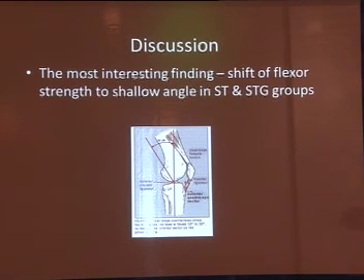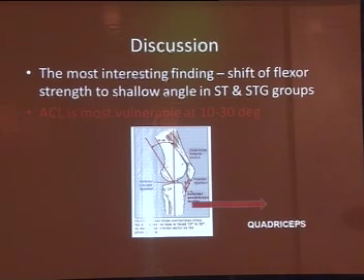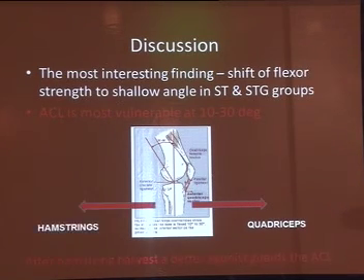32 to 25. Now, when is the ACL most vulnerable? 10 to 30 degrees. That's when the quad is pulling the tibia in front, subluxing it out, and the hamstring pulls it back. And this is how, actually, by harvesting the hamstrings, you're getting a better agonist. Surprise, but yes, that's what's happening.